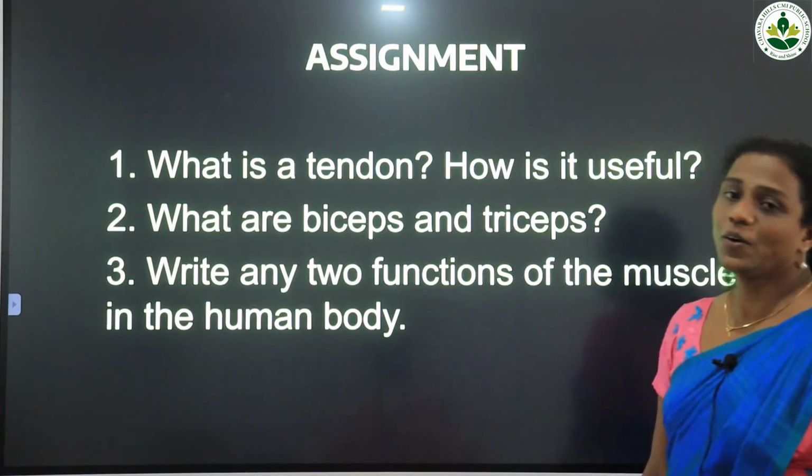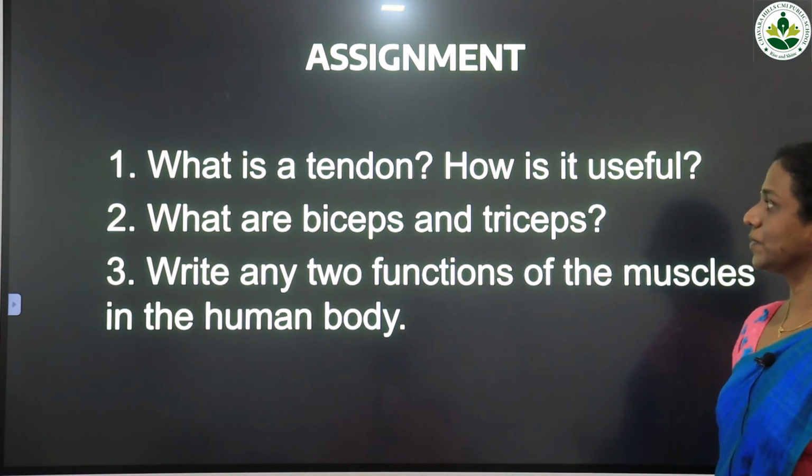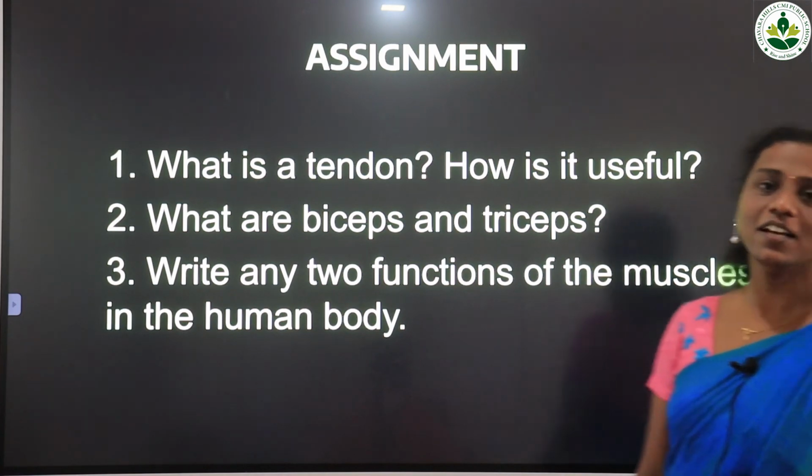Next is the assignment. What is a tendon? How is it useful? What are biceps and triceps? Write any two functions of the muscles in the human body.